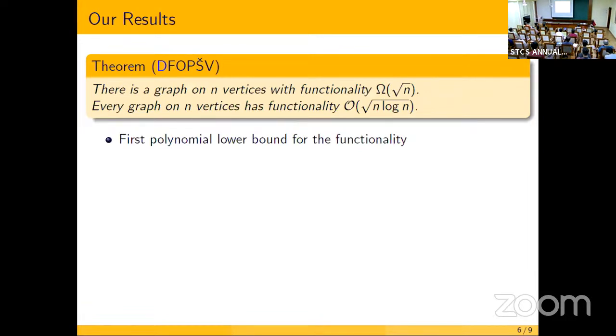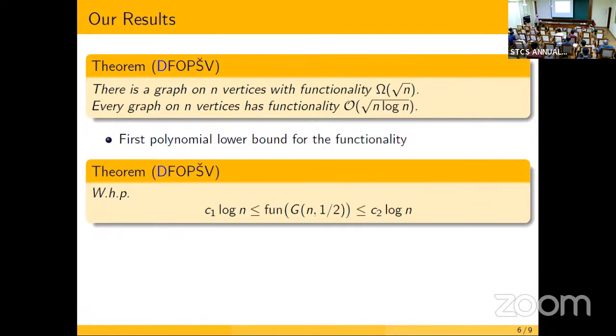We prove that there is a graph on n vertices such that it has functionality at least square root of n. As far as we know, this was the first polynomial lower bound for the functionality. The previous ones were only logarithmic. We also have a basically matching upper bound: every graph on n vertices has functionality at most square root of n log n.